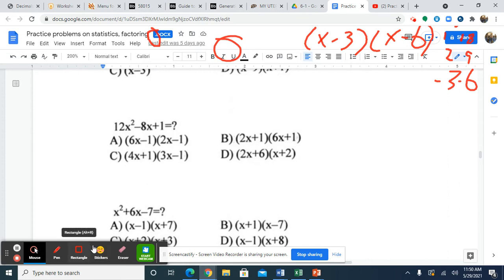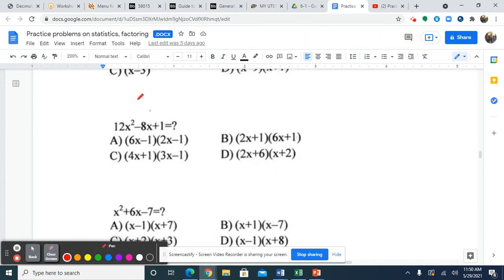Now looking at the next one, the process changes a little bit. We first got to start off by multiplying the first number and the last number. 12 times 1, which is 12. We're going to get the factors of 12: 1 and 12, 2 and 6, 3 and 4.